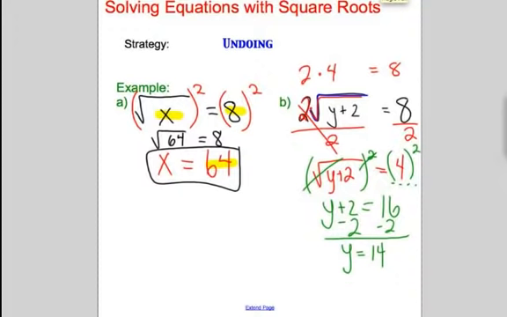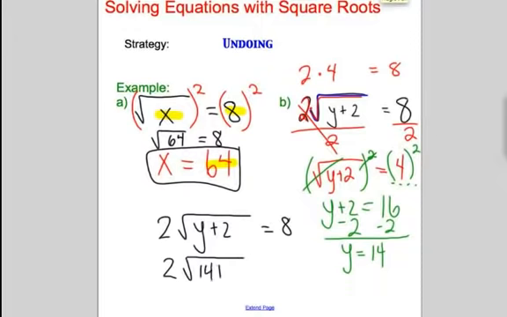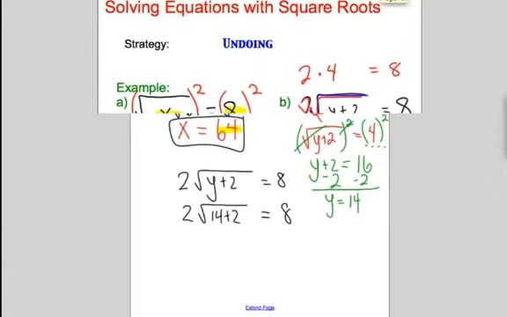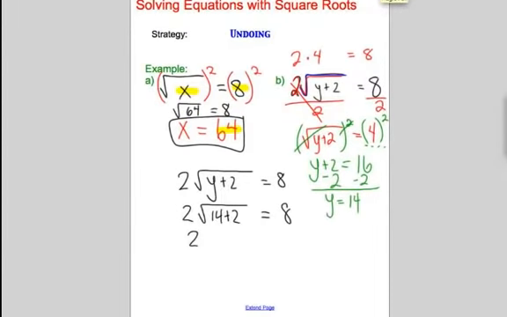I'm going to definitely check my answers because this is very new to me. Remember our problem was 2 square roots of y plus 2 equals 8. So if I plug 14 in, I should get 8. And so by checking my answer here, I do the square root of 16. I have to do the square root before I multiply by 2, so I'm going to get 2 times 4. Square root of 16 is 4, which equals 8. So my answer checks. 14 is my solution to my second equation.